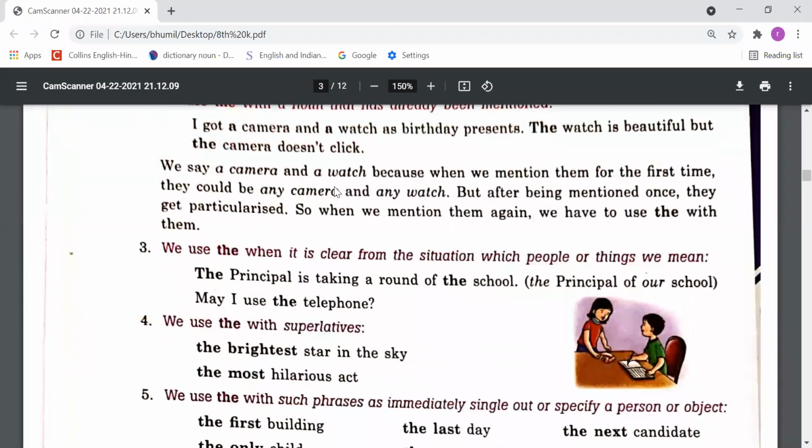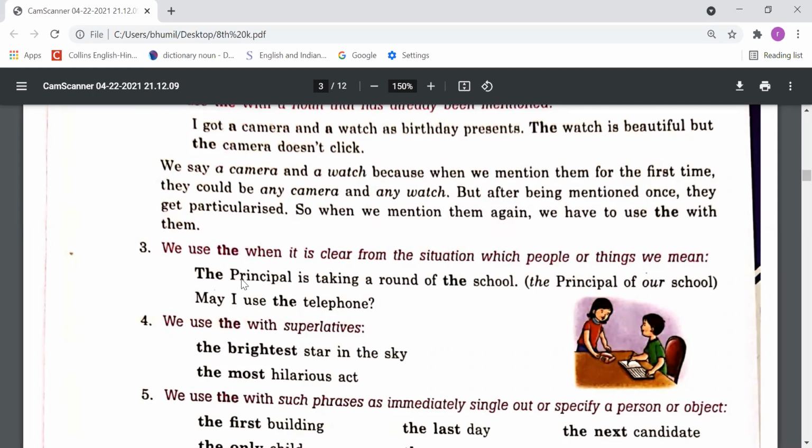We say a camera and a watch because when we mention them for the first time, they could be any camera, any watch. But after being mentioned once, they get particularized. So when we mention them again, we have to use "the" with them, right? So whenever we mention anything, first of all we need to mention "a" or "an", because those things are singular and countable, so we need to use either "a" or "an" if things are indefinite. But next time, after defining them first, we should use the article "the", right?